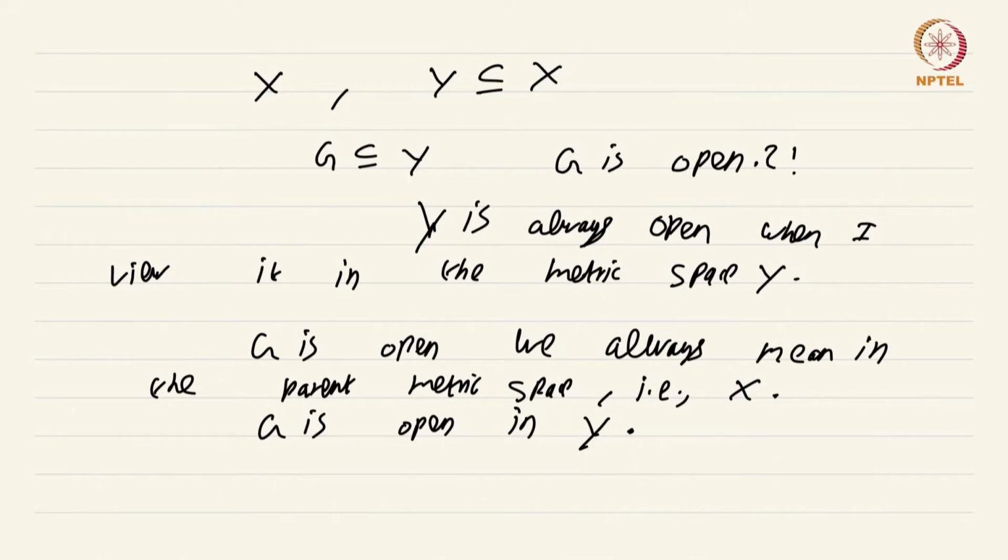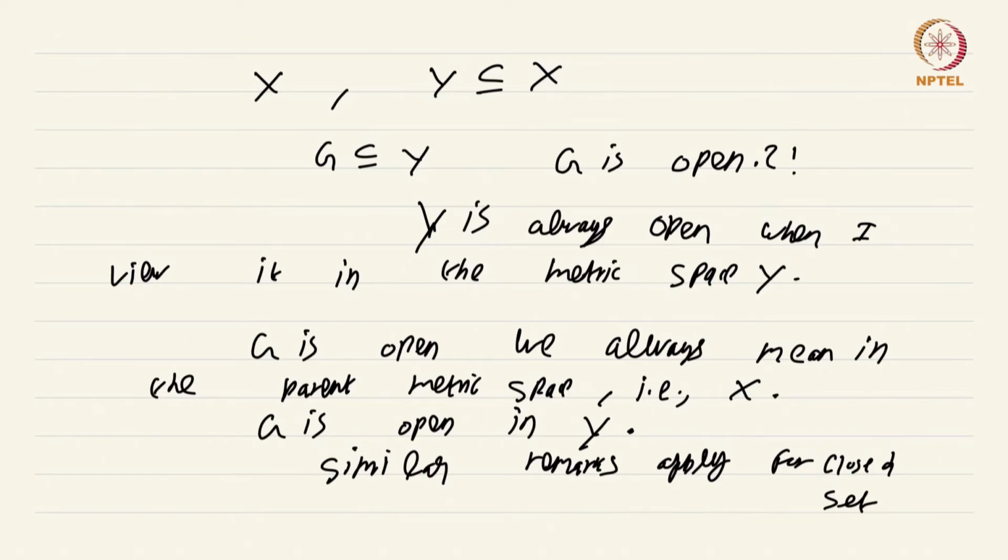Similarly, the same remarks apply for closed sets. Don't make the mistake of thinking that open and closed are absolute concepts. Open and closed always depend on which metric space we are considering, and when there are multiple metric spaces, be very, very careful and think about which metric space we are making the statement under. So in this context, we have this nice exercise.